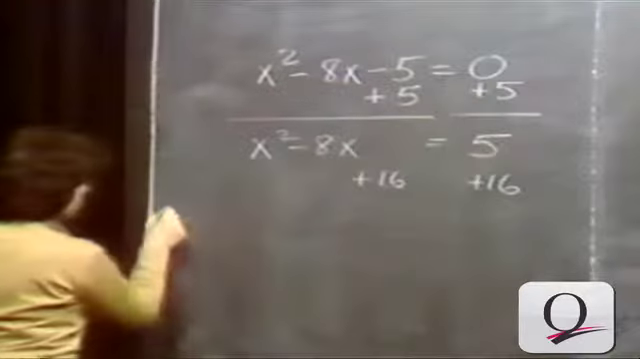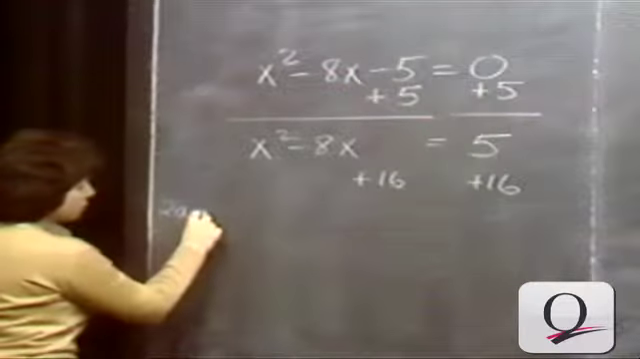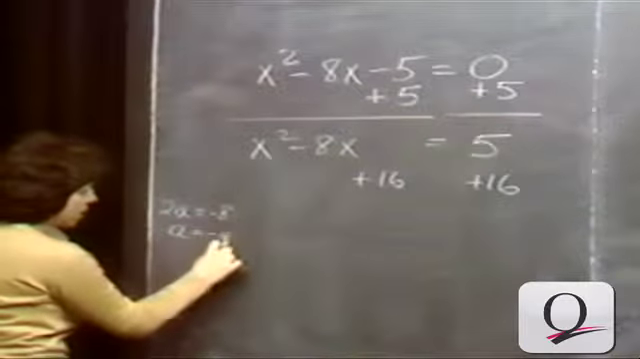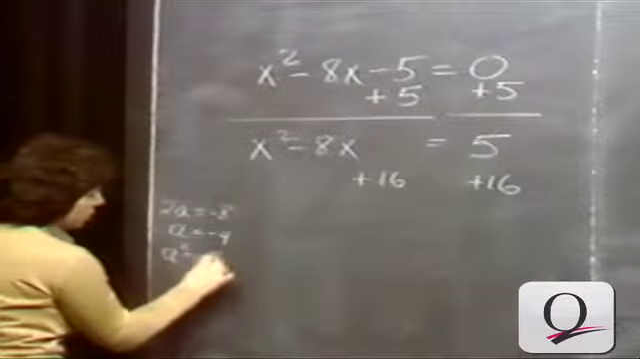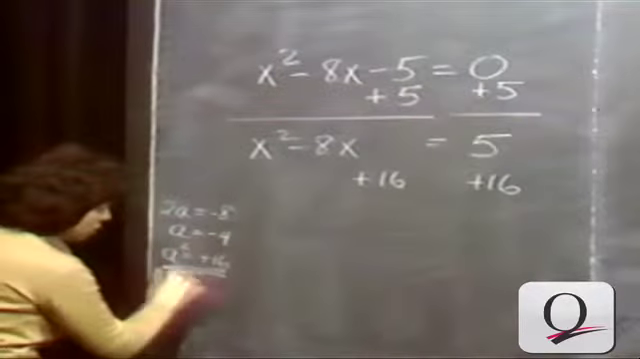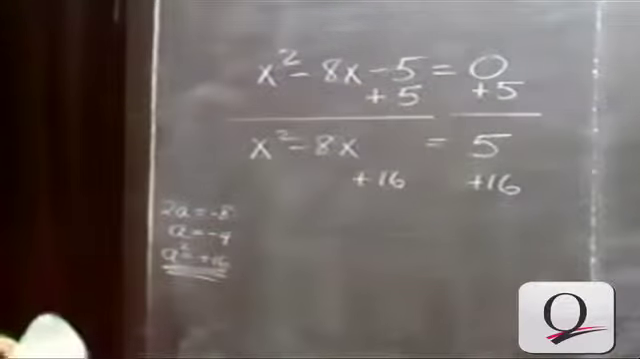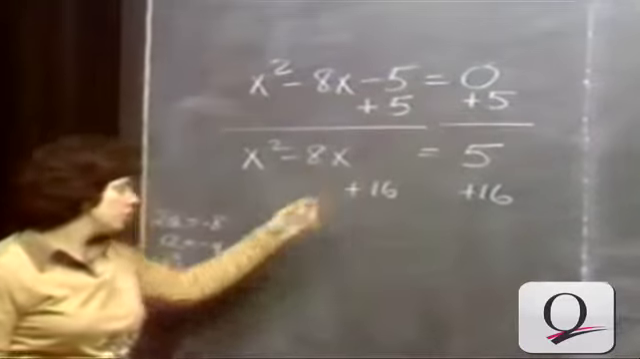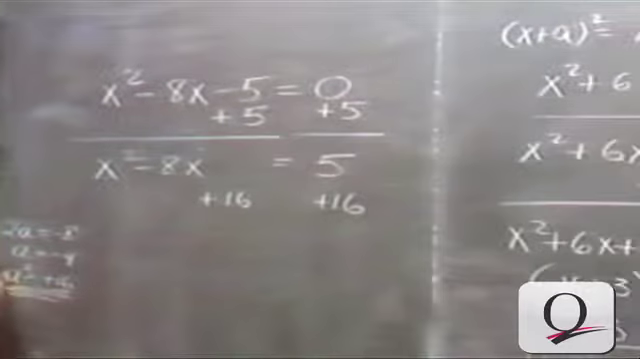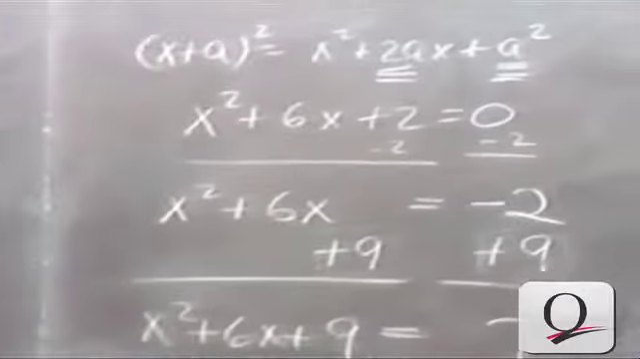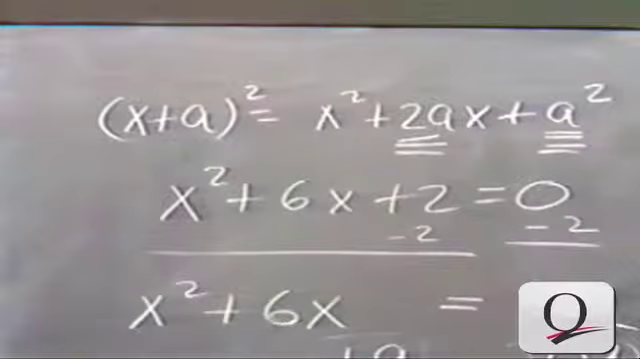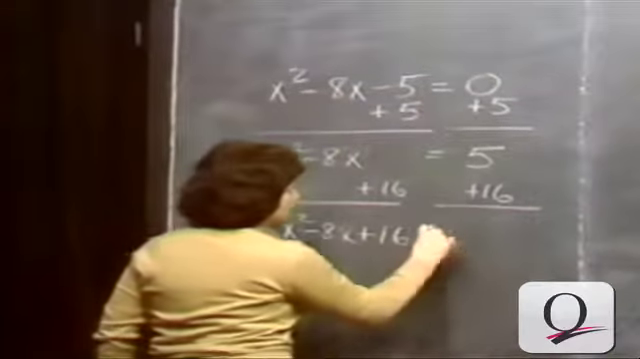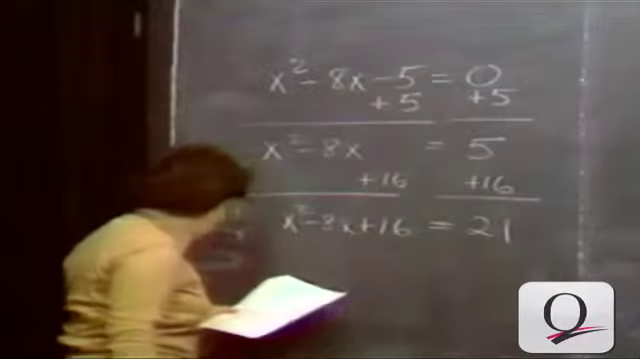If you wanted to solve this, you could say 2a, as we did before, is minus 8. Half of it, that is a, is minus 4. Square it, you get plus 16. That's what is to be added to both sides. You can always work it out by letting 2a be the coefficient of the first degree term and figuring out what a squared is, and a squared is what you add to both sides. Having done this, we get x squared minus 8x plus 16 is equal to 21.